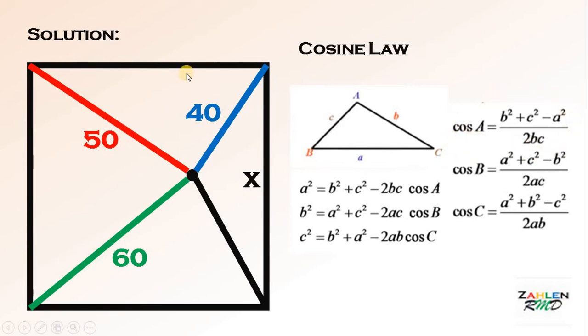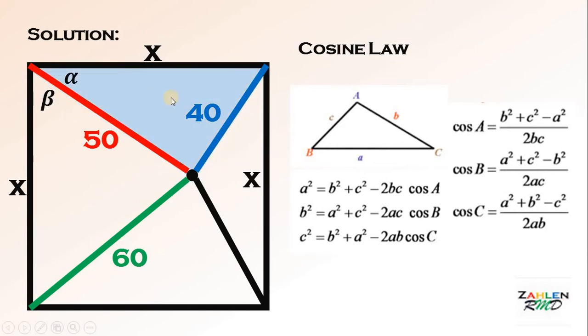To use the cosine law, first thing to do is to let the side of the square be equal to x. Next, let this angle be equal to alpha, and the remaining angle is simply beta. Now take note that alpha plus beta is equal to 90 degrees. Next thing to do is to consider this triangle.